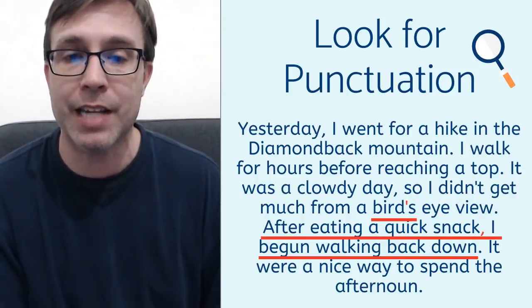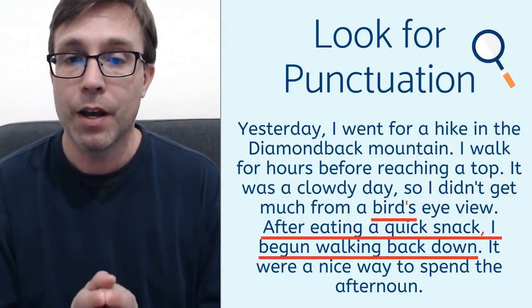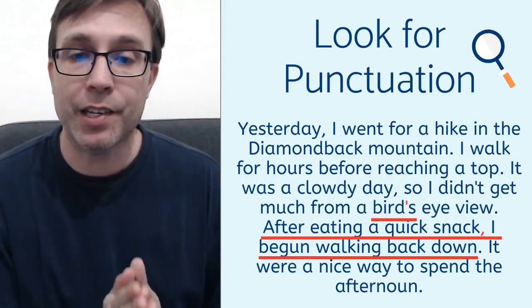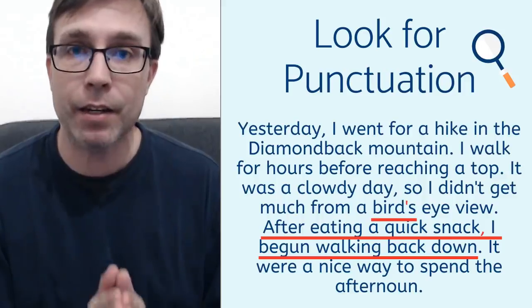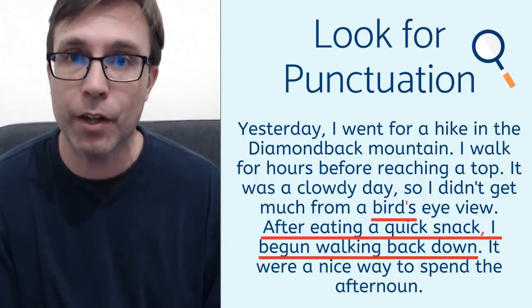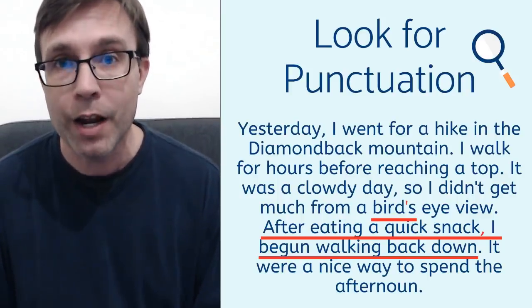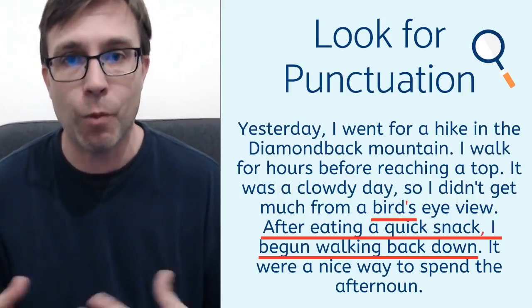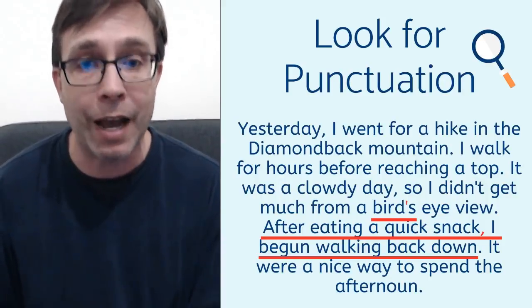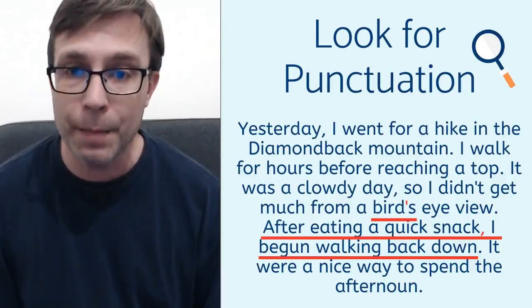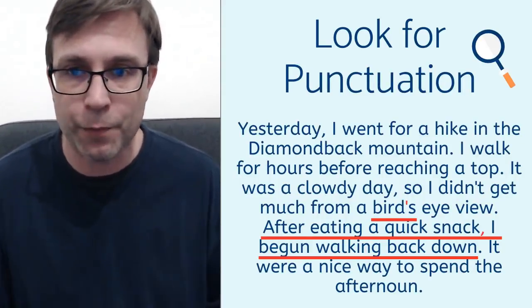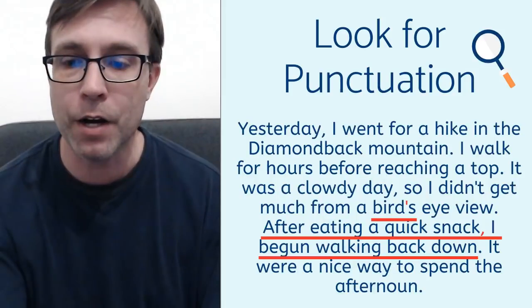The next one is this whole sentence. After eating a quick snack, I begun walking back down. After eating a quick snack is a dependent clause. It is an adverb phrase. So when you have a dependent clause that comes before an independent clause, I begun walking back down, you need a comma to separate the two. So after eating a quick snack, comma, I begun walking back down. So those are 2 mistakes just for punctuation, all right?